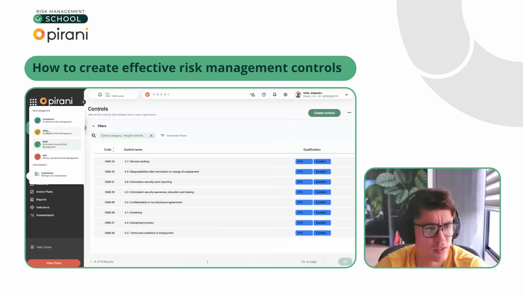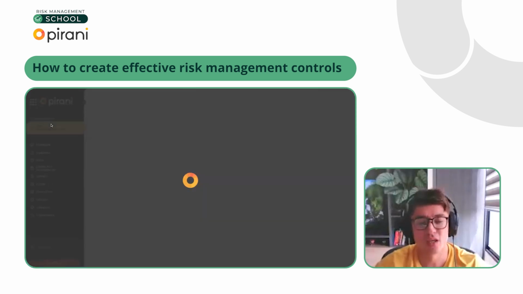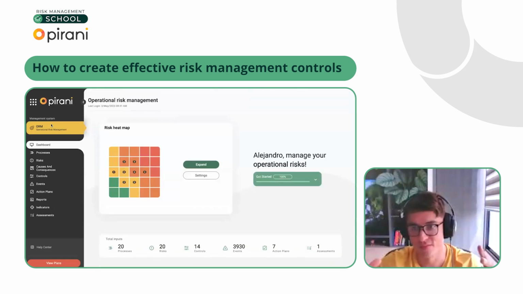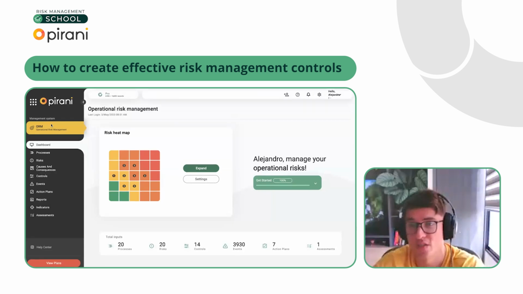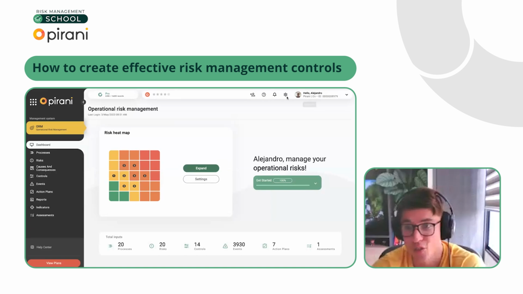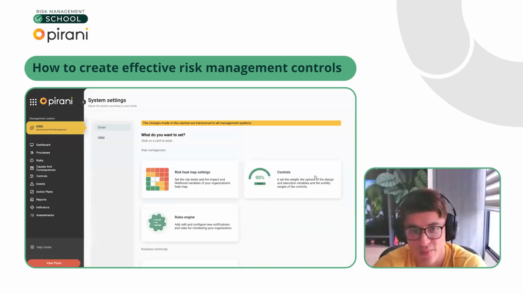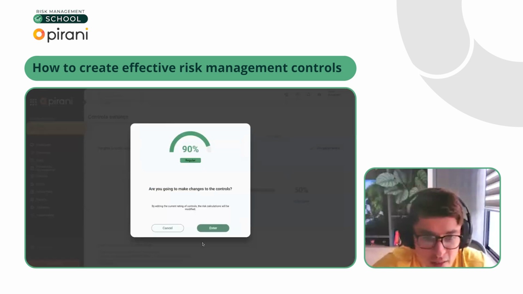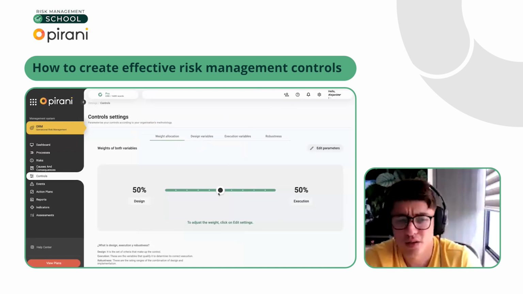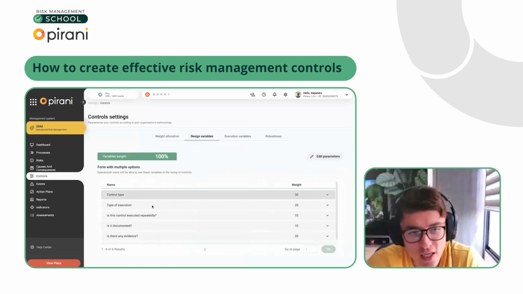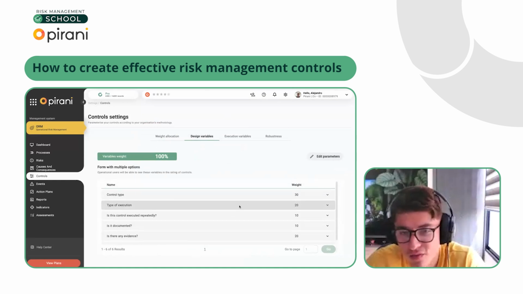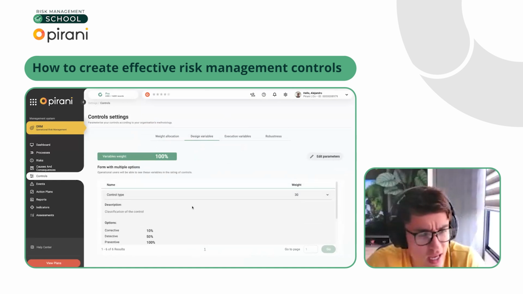So remember, in Pirani, we give you customizable things, so if you don't want to start from zero, and maybe you don't want to create the specific questions to qualify the controls, but maybe you have more experience and more maturity, so you want to change that, you can also do that. In the settings of Pirani, you can say, I'm going to give more importance to execution than to design, and maybe I want to change the questions and assign a different weight to each one.